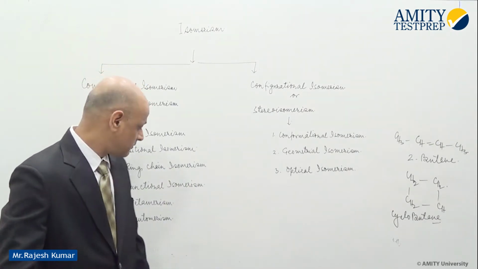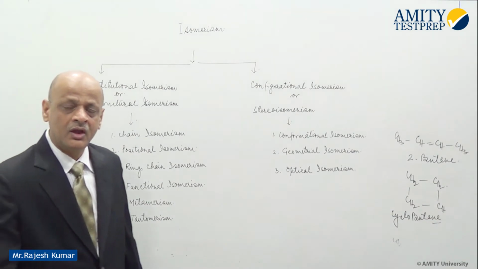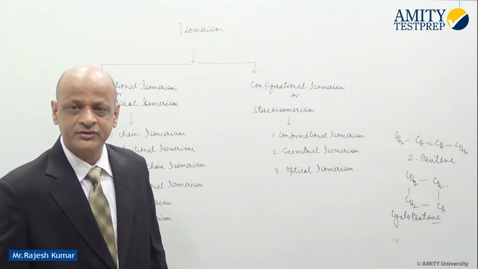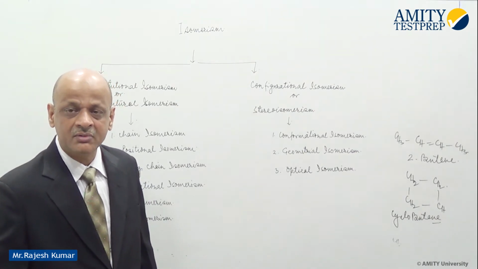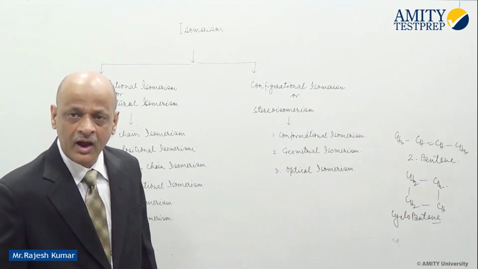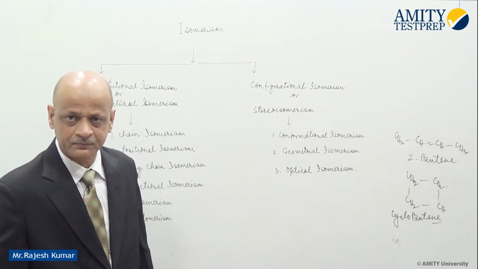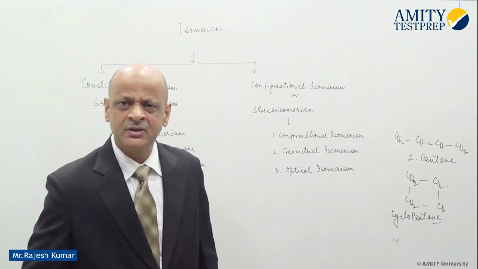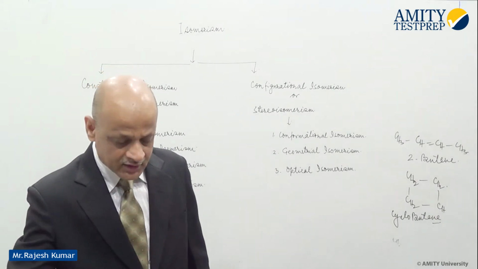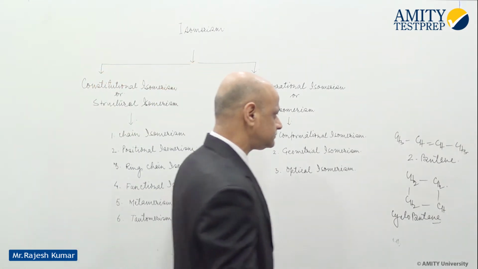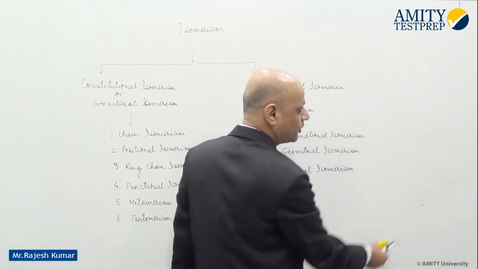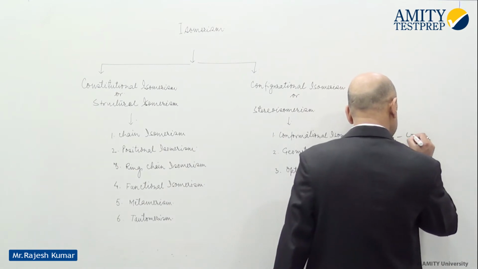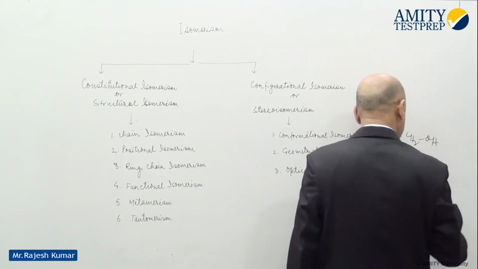Next one is your functional isomerism. It is a type of isomerism in which isomers have different functional group but have the same number of carbon, same number of hydrogen and same number of other atoms or group present within the molecule. Functional isomers are exhibited by so many molecules. Take the example of alcohol. Alcohol and ether both are the functional isomers. CH3, CH2, OH. This is ethanol.